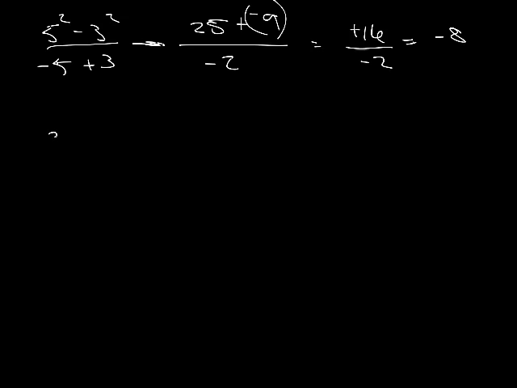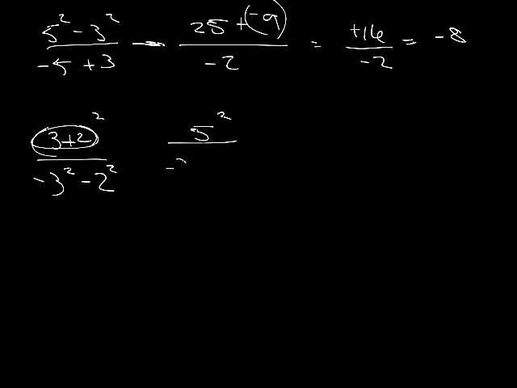Now let's do 21. 3 plus 2 quantity squared over negative 3 squared minus 2 squared. Okay, PEMDAS says you do what's in the parentheses first. Okay, and we'll just leave this alone for right now. Alright, so the top is going to be 25. That's as simplified as possible. Now let's work at simplifying the bottom.